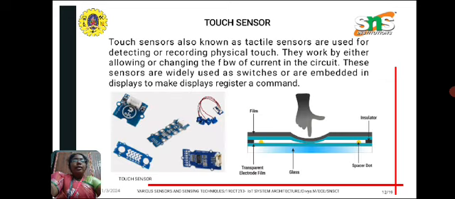Then we are going to see the touch sensor. Touch sensors are also known as tactile sensors, used for detecting or recording physical touch. They work either by allowing or changing the forward and backward flow of current in the circuit. These sensors are widely used as switches or embedded in displays to make the display register a command.